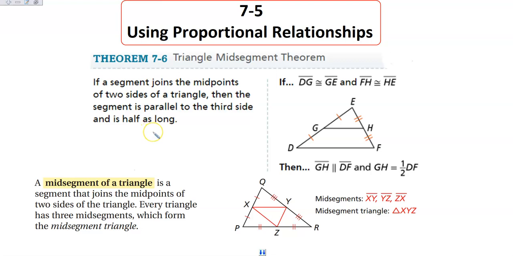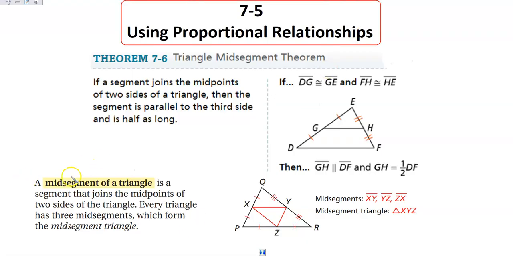Everyone, today we are looking at 7.5, which is proportional relationships in our triangles. So this whole chapter we've been talking about similarity, and we're going to build a little bit off of that today. So the first thing that we're going to talk about is our triangle midsegment theorem.